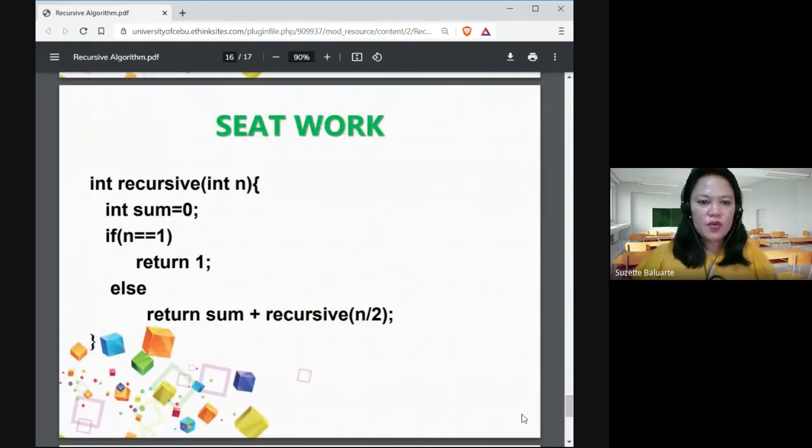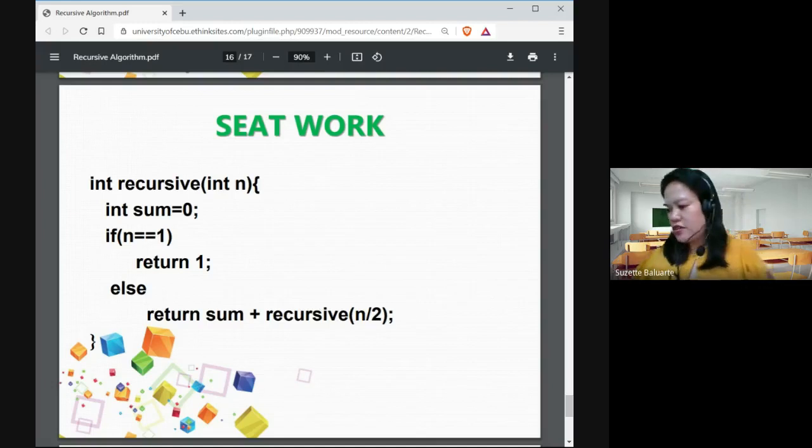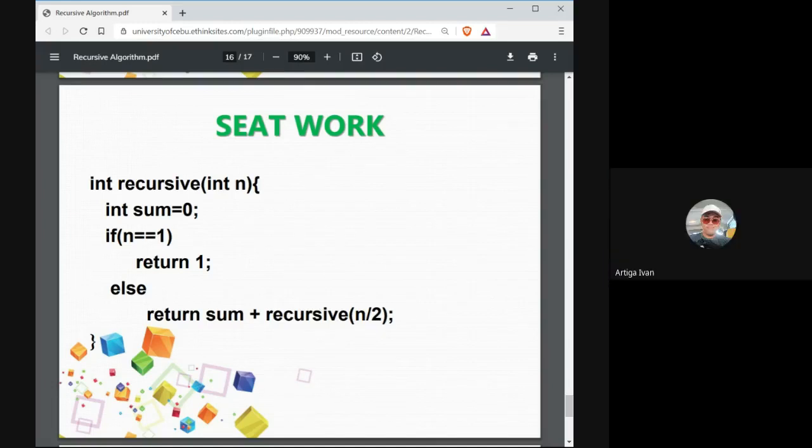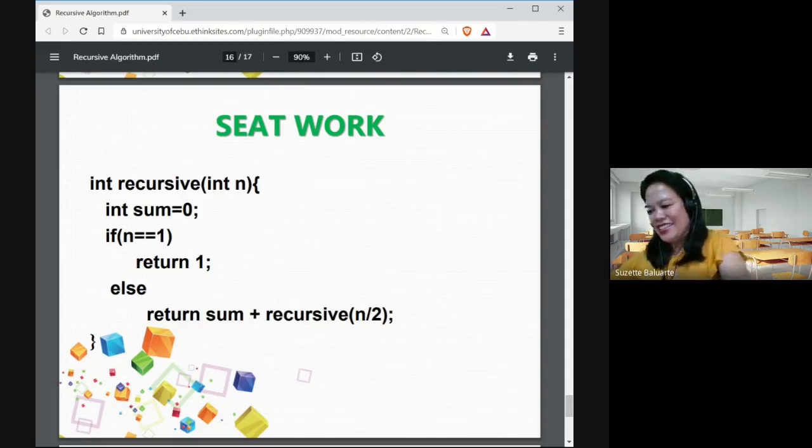I will be giving you another example, or you can do it as seatwork. Do you know your theta here? Theta of 1. What is theta of 1? 1. Correct? Then this one, there is no n, so it would be 1 plus T of n over 2. Can you solve it? Not yet, miss. Okay, let's try to solve that one.